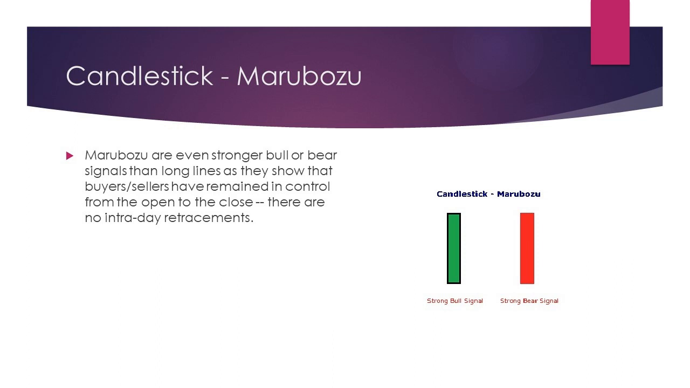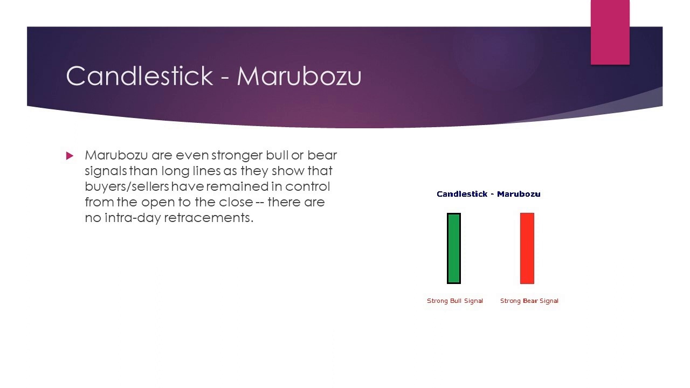One should hold their position and close it when the price touches the lower Bollinger Band. Marubozu. Marubozu are even stronger bull or bear signals than long lines, as they show that buyers/sellers have remained in control from the open to the close. There are no intraday retracements. The Marubozu candlestick is a type of candlestick pattern that represents strong market momentum in a particular direction.